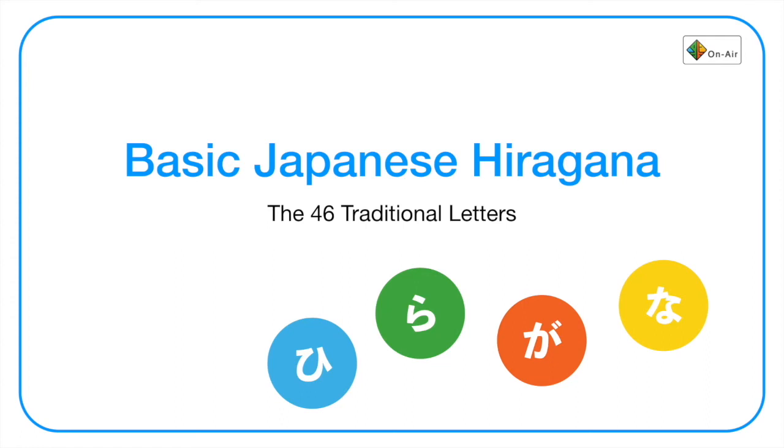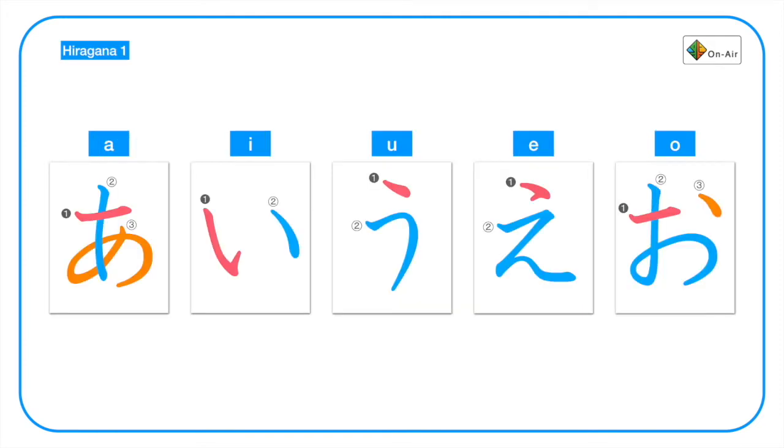Hi, this lesson is about basic Japanese hiragana. There are 46 traditional Japanese letters to learn in this lesson. So let's get started. We're going to learn them in groups. The first group is the basic vowels of the Japanese language.